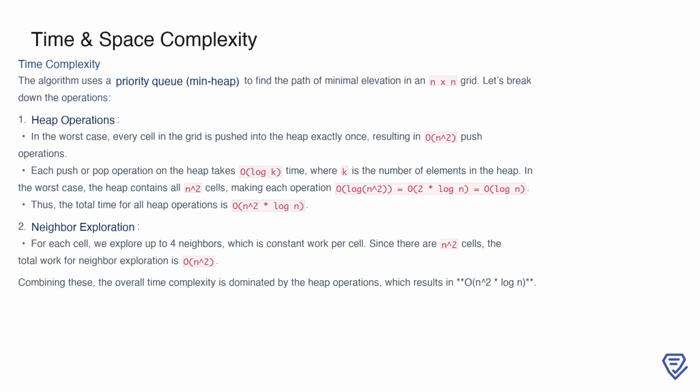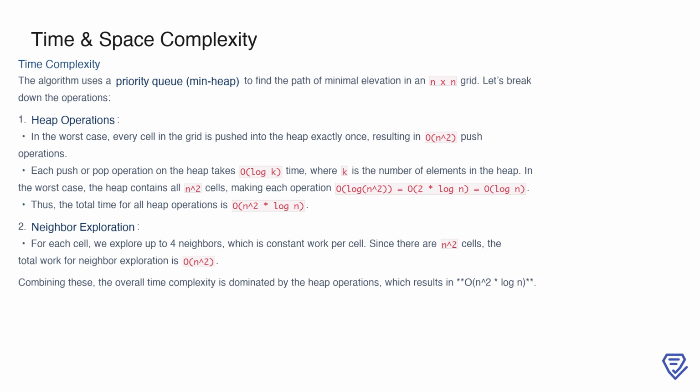To analyze the time complexity of our algorithm, we begin by considering the operations performed by the priority queue, which is implemented as a min heap. In the worst case, every cell in the n×n grid will be pushed into the heap exactly once. Since the grid has n² cells, this results in n² push operations. Each push or pop operation on the heap takes logarithmic time in relation to the number of elements in the heap. When the heap contains all the grid's n² cells, each operation takes log n², which simplifies to log n. Therefore, the total time for all heap operations is n² * log n.